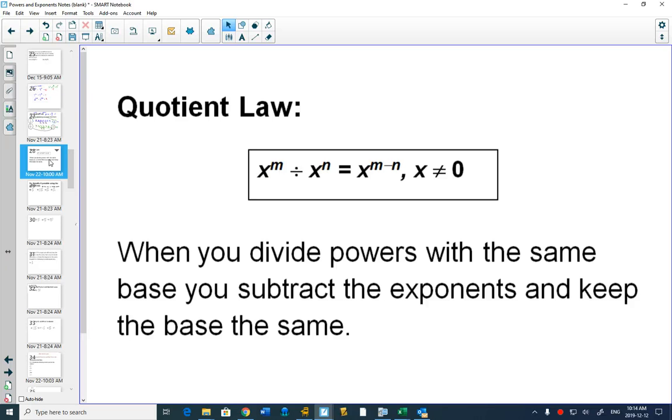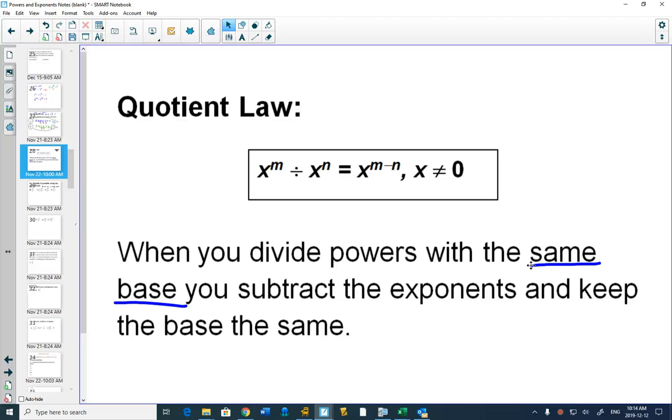Quotient law says when you divide powers with the same base, again, you might want to underline this. This only works if the bases are the same, because they can only cancel out and equal 1 if you have 3 divided by 3. If you have a 3 on the top and a 4 on the bottom, 3 divided by 4 isn't 1. It's not going to help you. So this rule only happens when the bases are the same and you can just subtract the exponents.